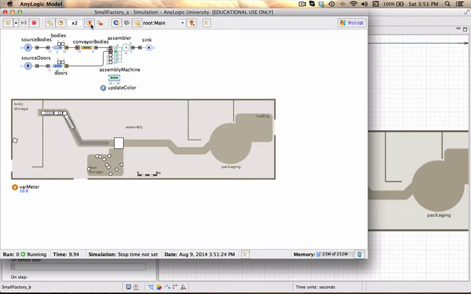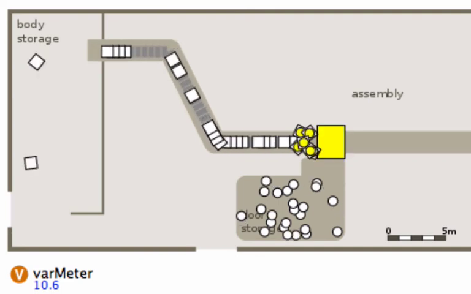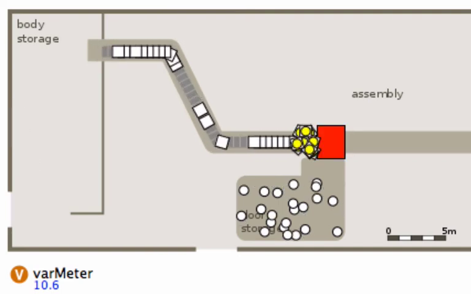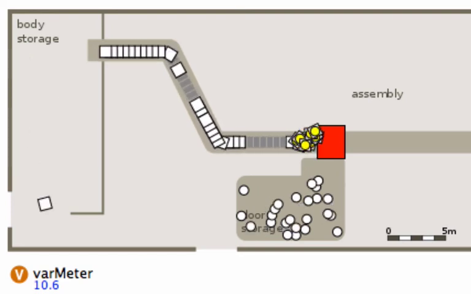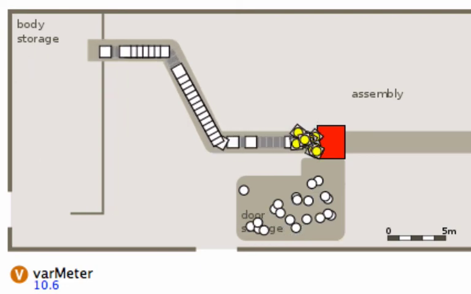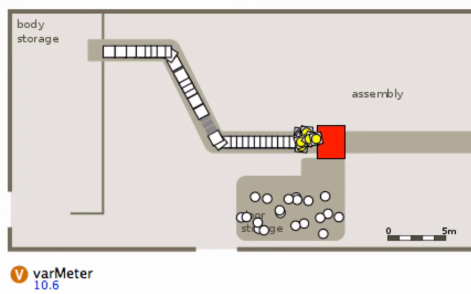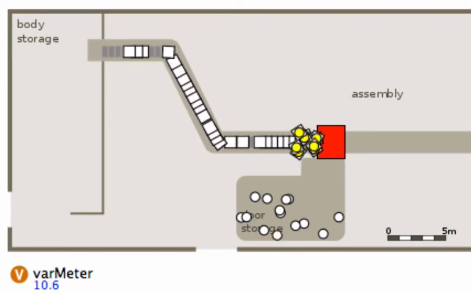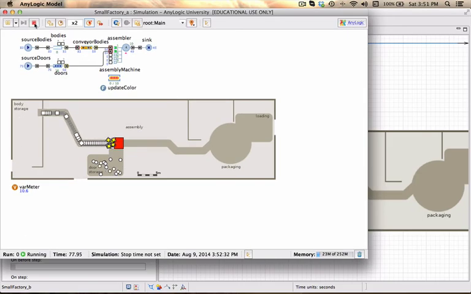1.5. I can speed up the model slightly. Don't want to make it too fast so we can actually see the effect. There it starts changing from green to yellow to red. And it seems the machine is continuously busy over 2/3 of its capacity. Maybe that's a good thing.